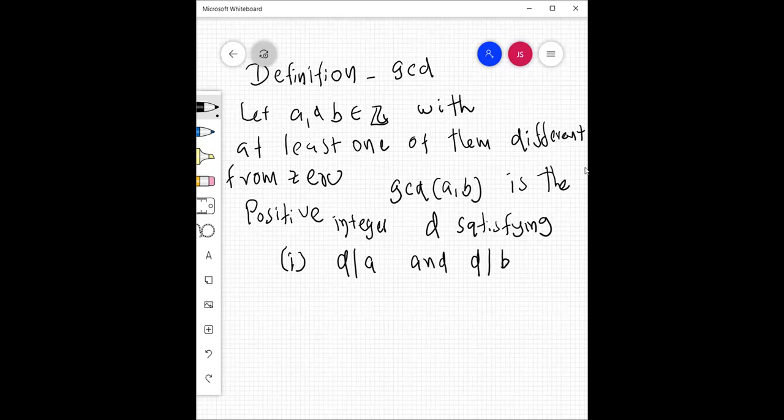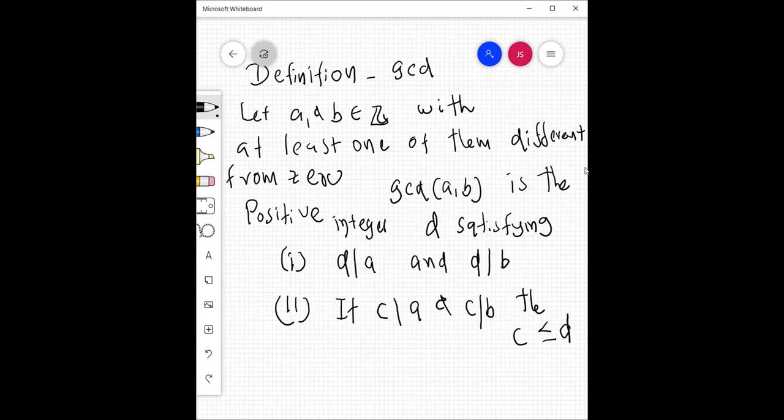From the first condition, it says that first of all, the greatest common divisor must be a divisor of both integers. I think you agree with me, right? And this is the second condition: if some integer C divides A and C divides B, then C is less than or equal to D.